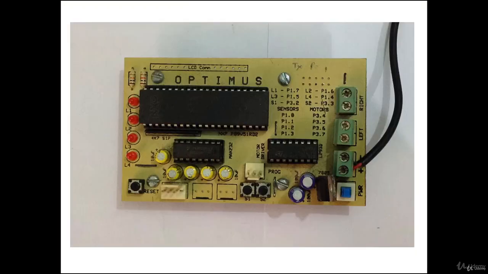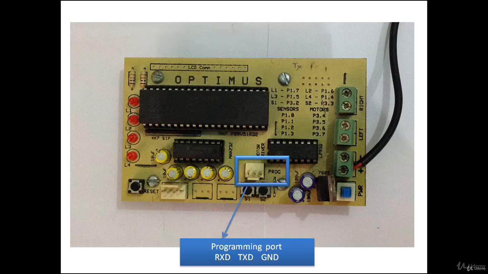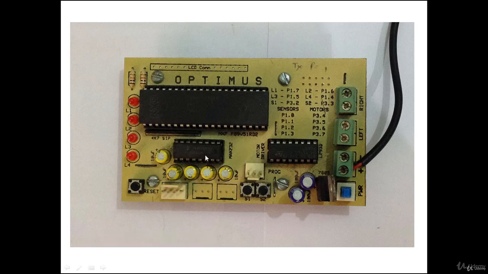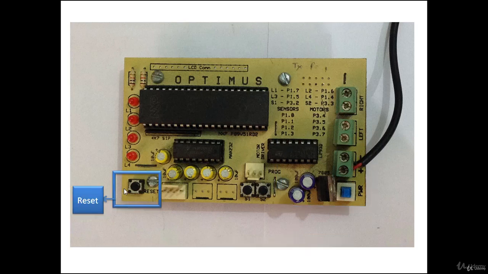Here is the 8051 microcontroller board that I am using to demonstrate how you can burn the code from the PC to the microcontroller. This board has the P89V51RD2 microcontroller from NXP. Here is the program slot with 3 different pins: TXD, RXD and ground. Here is the MAX232 level converter IC, the power supply, and the reset button.